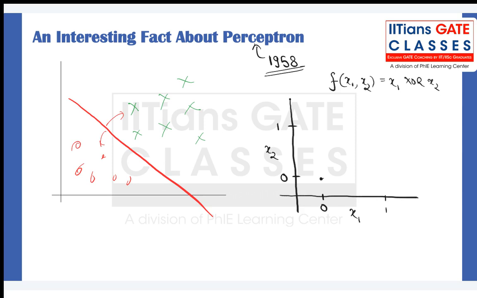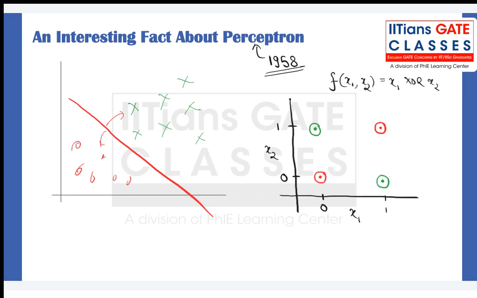Let's say that 0 is denoted by a class, so this is your 0 class. And 1 XOR 1 is also 0, so you fall here. And 0 XOR 1 is 1, so you fall here. And 1 XOR 0 is also 1, so you fall here.